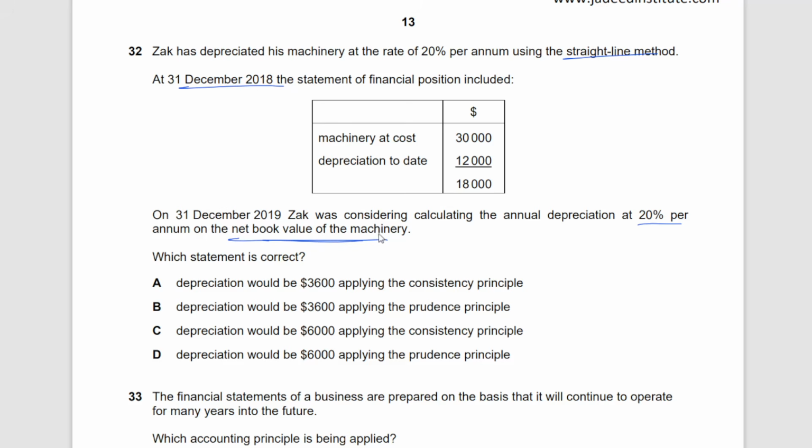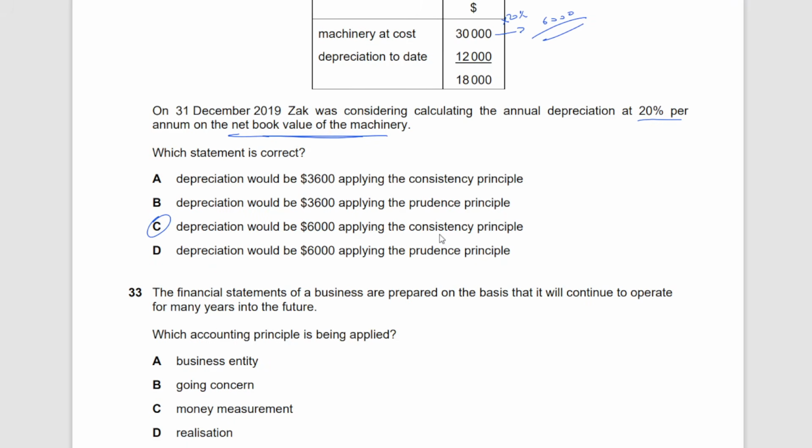There is no good reason for that, right? They haven't mentioned any good reason for that. So let's see what Zach should take. 20% of, what was the original method? It's 20% of this cost, 6,000. So Zach should actually keep applying that based on the consistency principle. Consistency is when you have to apply the same policy unless you have a very good reason to change, right? Seems like he just wants to change it without any good reason. They have not mentioned a good reason for that.